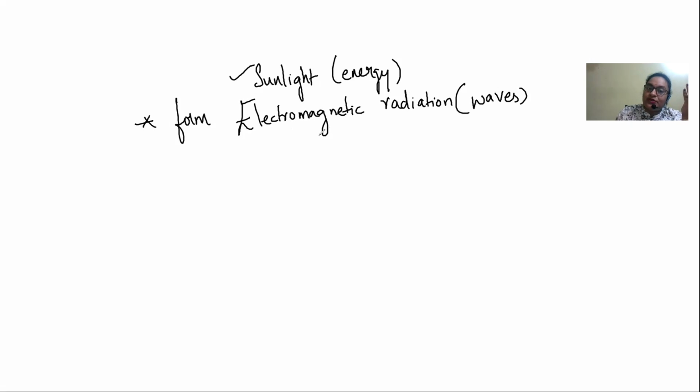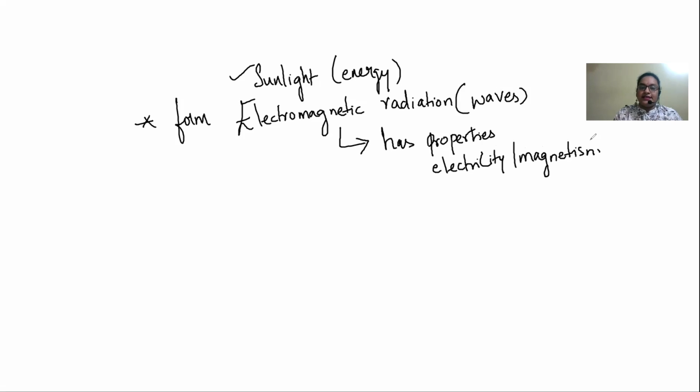So electromagnetic, why do we call it electromagnetic? Because it has the properties of both electricity as well as magnetism. Electricity as well as magnetism. So we are going to consider our sunlight as what we call electromagnetic radiation. This is very important for you to understand. We are calling this electromagnetic radiation since it has the properties of electricity and magnetism. And just remember, children, they are traveling in the form of waves.